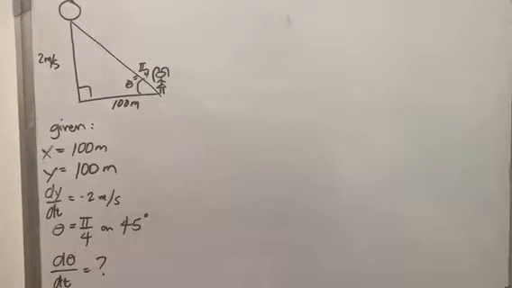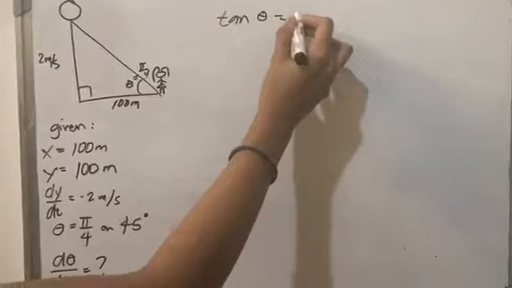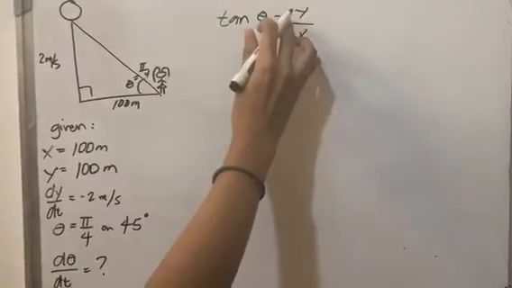So now that we have the y variable, we can proceed in finding d theta over dt, or shall we say the rate of change with respect to time of the angle between Maya and the ball. So we can still use the equation tangent theta equals y over x.